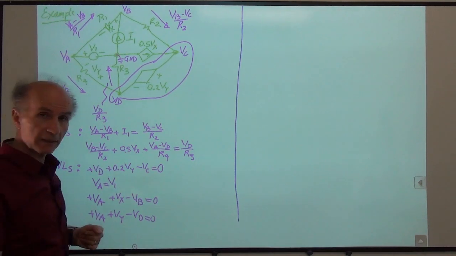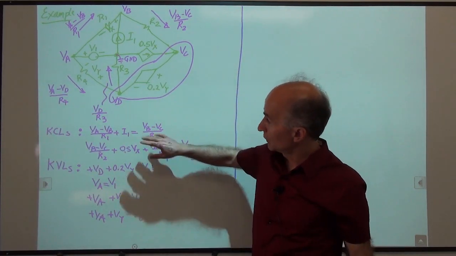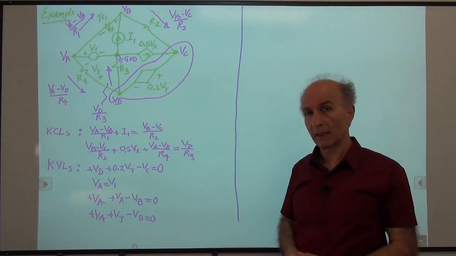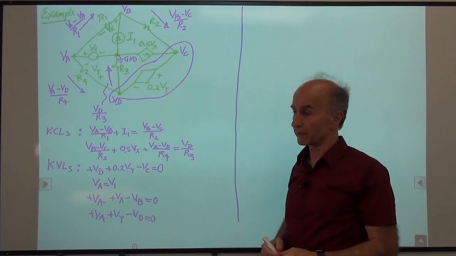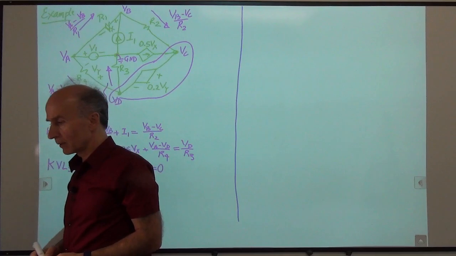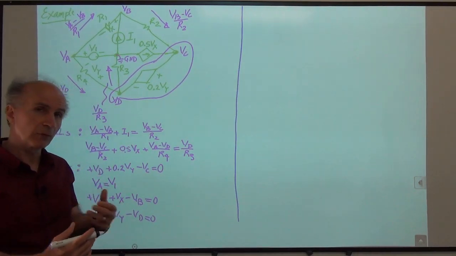So we've got two more KVLs. So now we have all the equations that we need. We have two KCLs, four KVLs, and we have six unknowns. We can find everything that we set out to find.